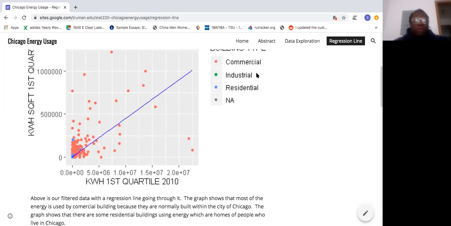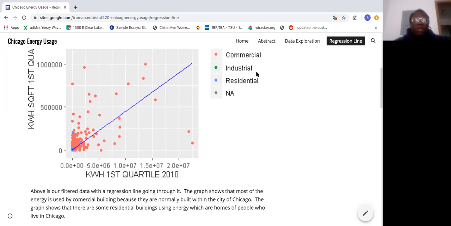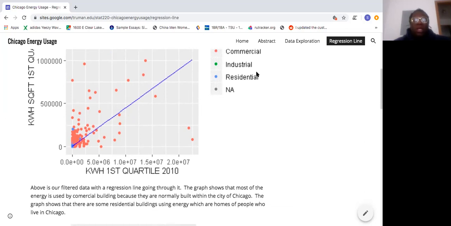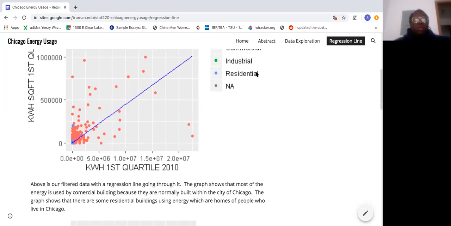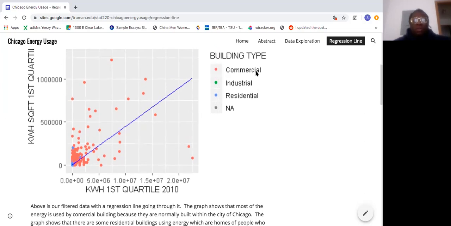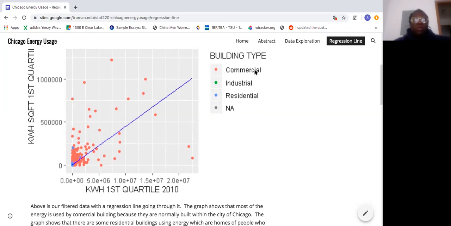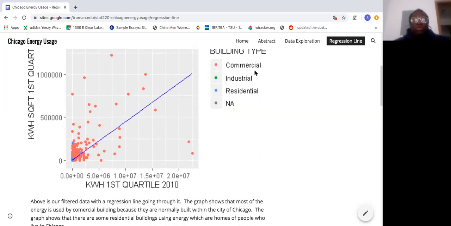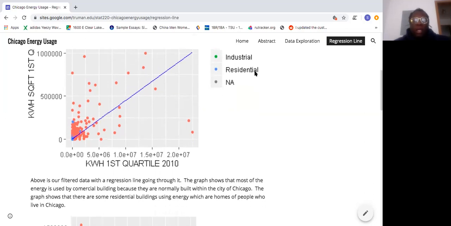And above, the filtered regression graphs give us energy consumption of buildings normally built within the city of Chicago. So this graph shows which homes people live in in Chicago. That's the difference, meaning that the commercial buildings put out more wattage during that particular quartile than the residentials, from when we took the raw data and cleaned it.